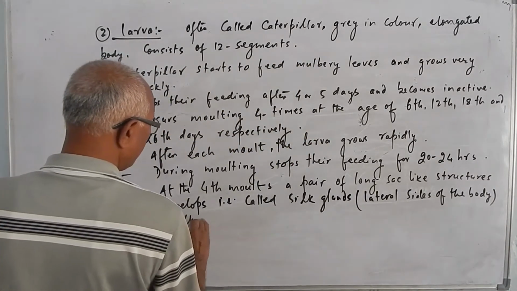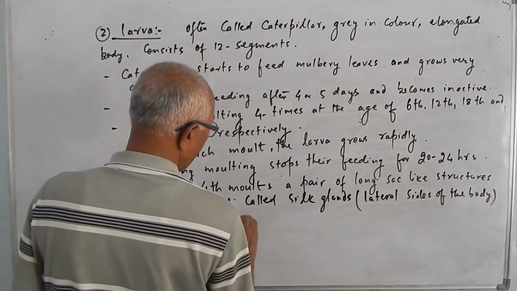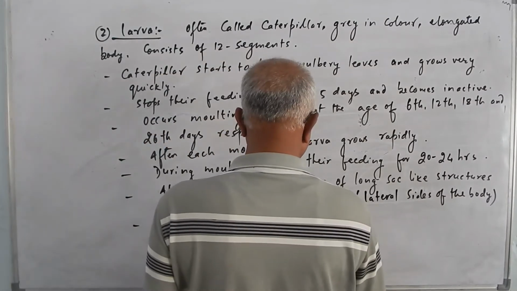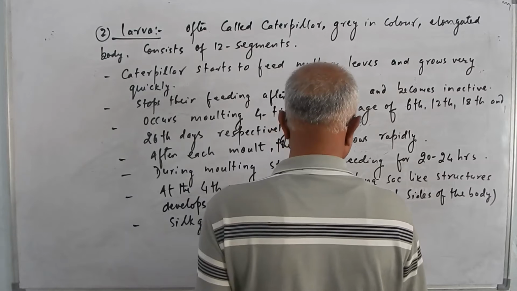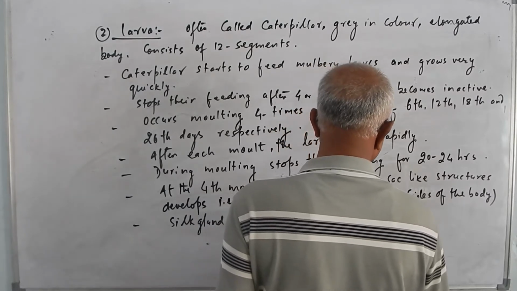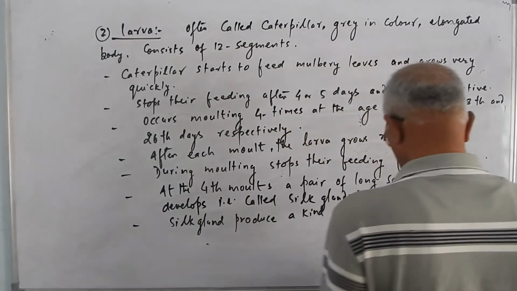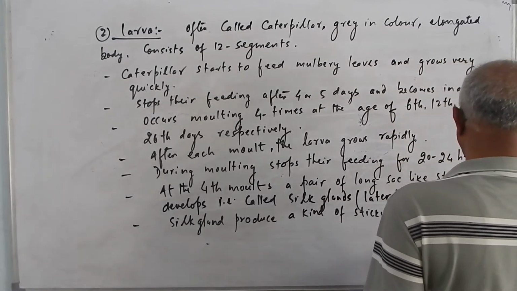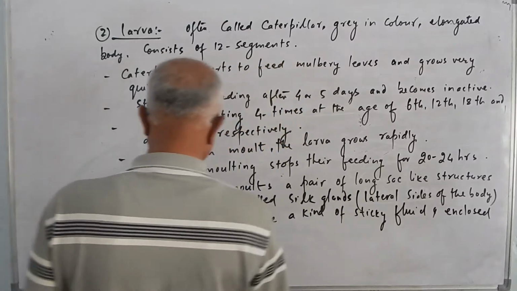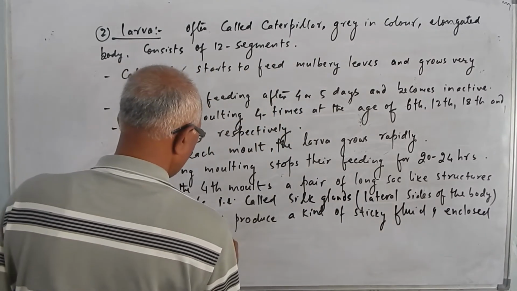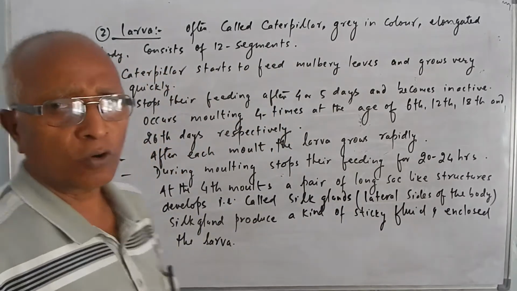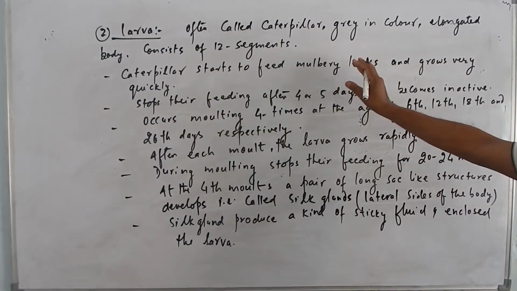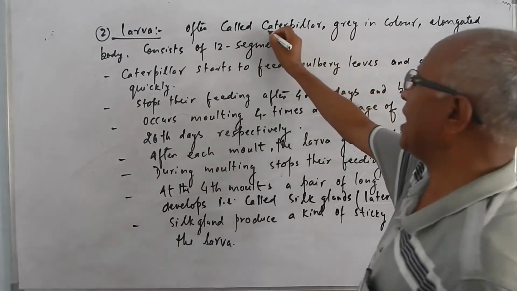This silk gland produces a kind of sticky fluid and encloses the larva. So we have understood the larva in the figure, that is the elongated structure, and in general we call it the caterpillar.